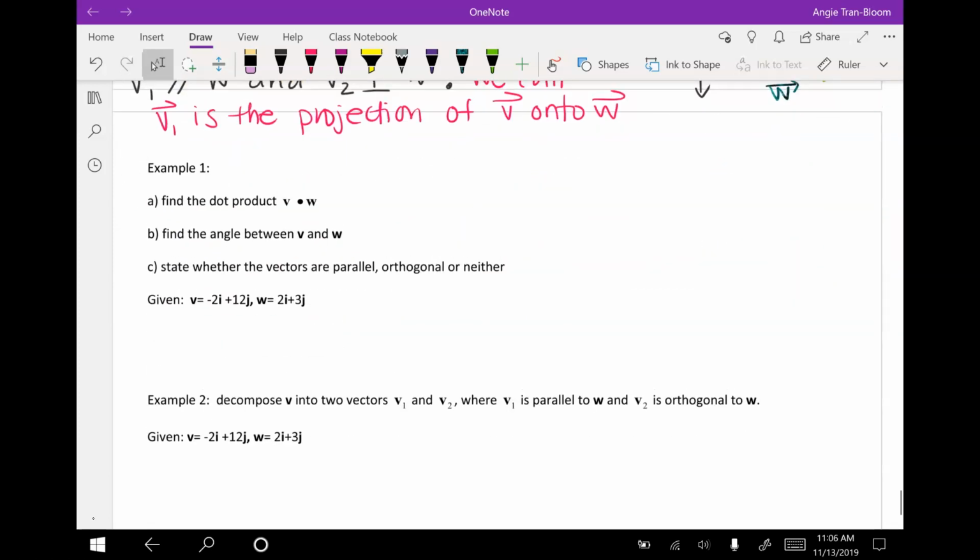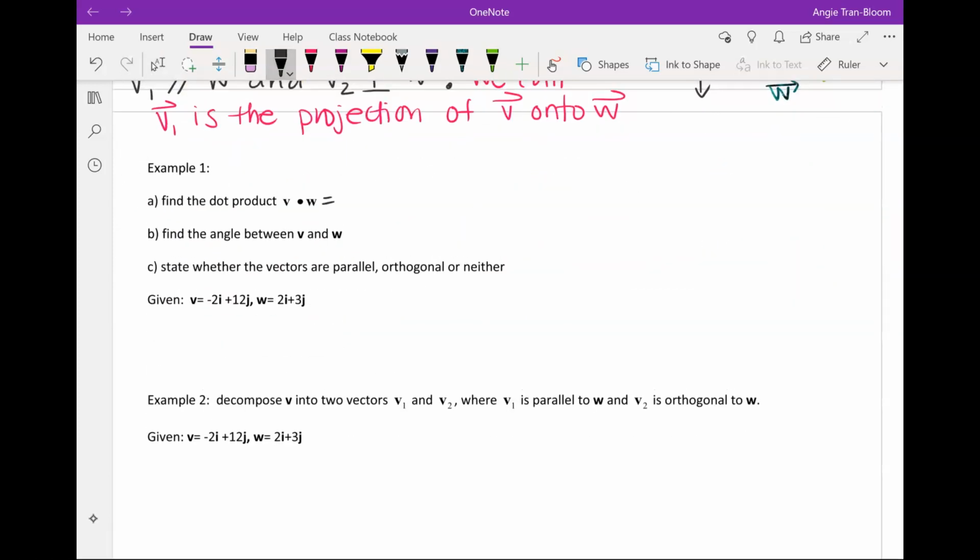The formula for dot product is A1 times A2 plus B1 times B2. A1 is -2, A2 is 2, plus 12 times 3. Yes, no, maybe? Okay, yes. That's going to be -4 plus 36. Therefore, the dot product is positive 32. Beautiful. Find the angle between V and W.